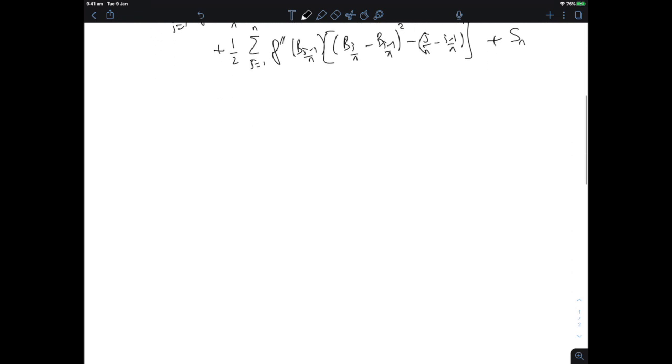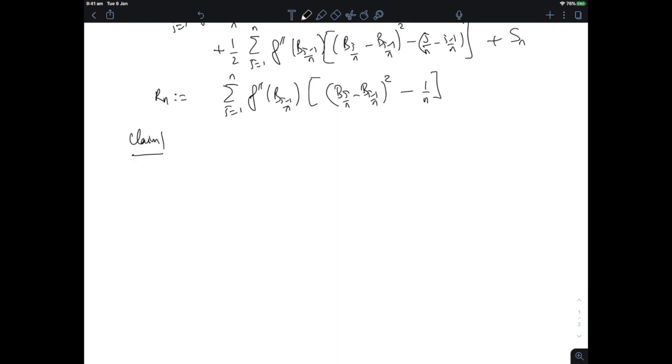All right, so here's the term, and let's give it a name, R_n. R_n is 1/2 times the sum from j equals 1 to n of f''(B_{(j-1)/n}) times (B_{j/n} - B_{(j-1)/n})^2 minus 1/n, where 1/n is really just j/n minus (j-1)/n. I'm going to claim that R_n goes to 0 in the L2 norm as n goes to infinity.